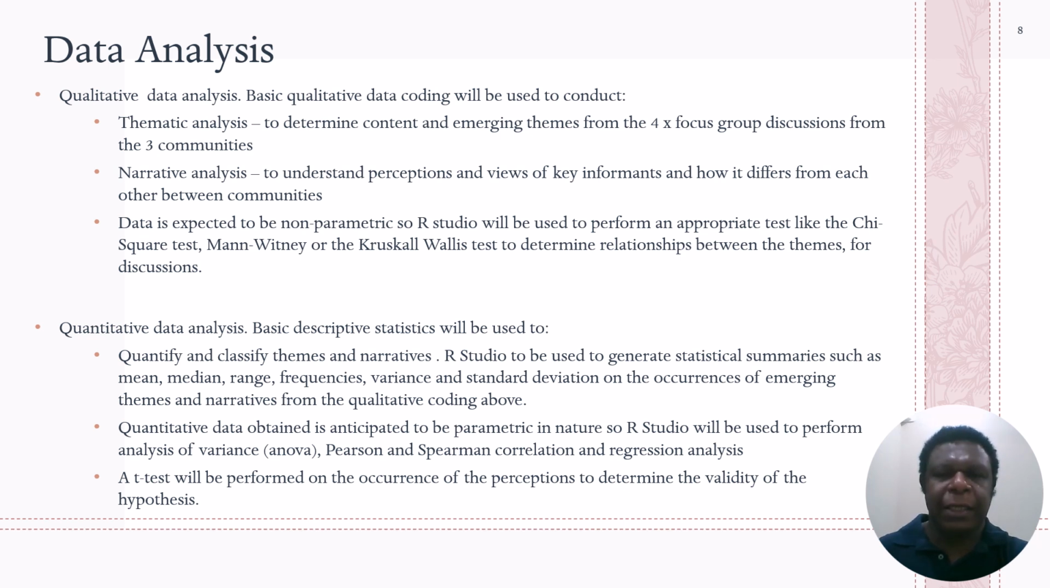For quantitative data analysis, basic descriptive statistics will be used to quantify and classify the themes and narratives. RStudio will be used to generate statistical summaries such as mean, median, range, frequencies, variance, standard deviation on the occurrence of emerging themes and narratives from the qualitative coding above. Also, analysis of variance, ANOVA, Pearson and Spearman correlation and regression analysis will be performed by RStudio as well. A t-test will be performed on the occurrence of the perceptions to determine the validity of the hypothesis.